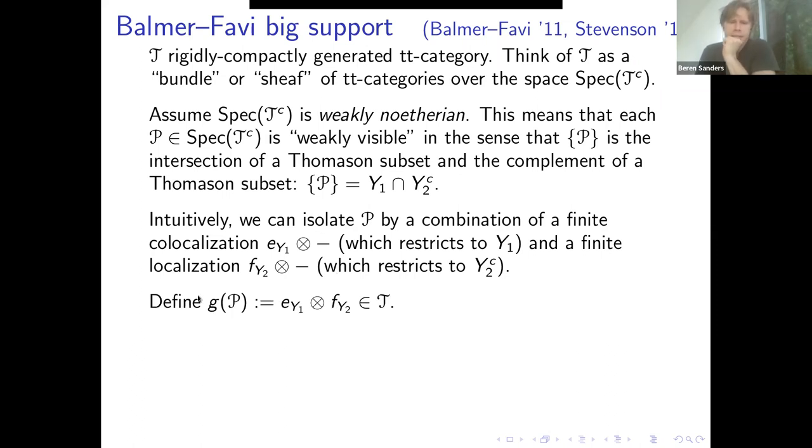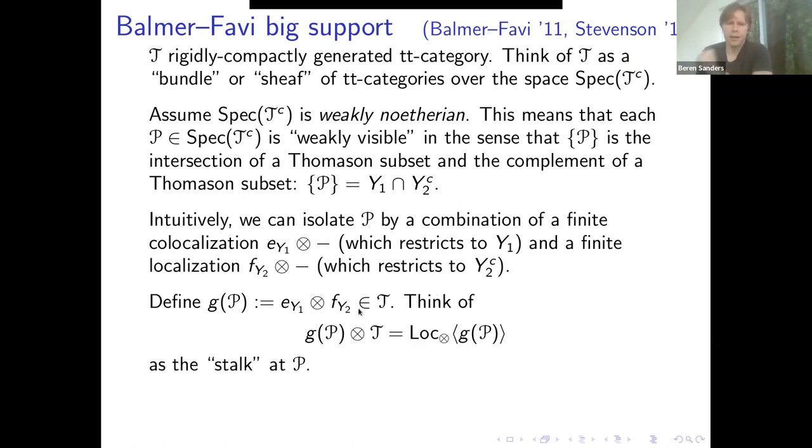And so indeed, we can define this object GP. Morally, you're taking the finite localization of the unit and then co-localizing the unit. You get this object GP, and you can think of what you get by tensoring with this object as sort of like the stalk of the category at P. It's maybe not the best word, but it's sort of like what you get by focusing attention down at that prime.